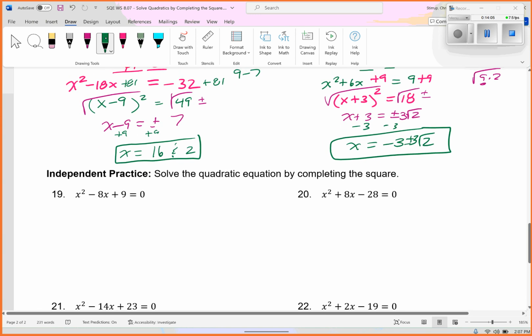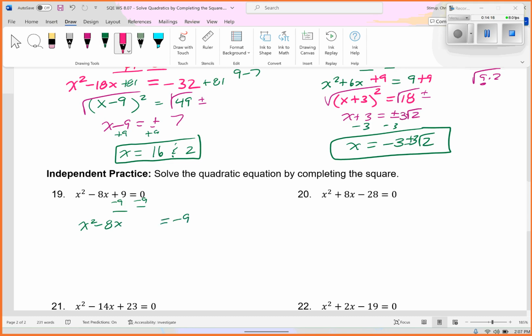It's like, no. I'm going to do it the same way. Talk to me, number 19. What should I do? Subtract 9. So I get x squared minus 8x, leave a space, minus 9. What goes in my parentheses? X minus 4. Very good, x minus 4. Half of 8 is 4. The minus sign comes along for the ride. It follows it right down.